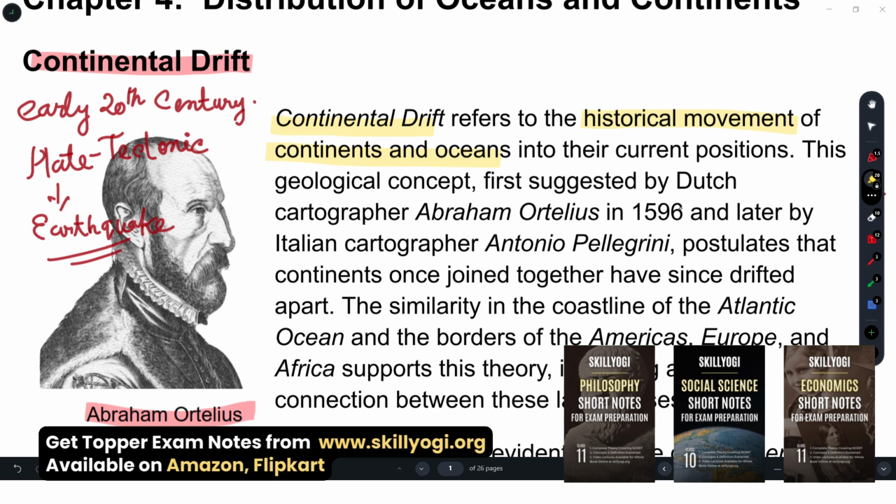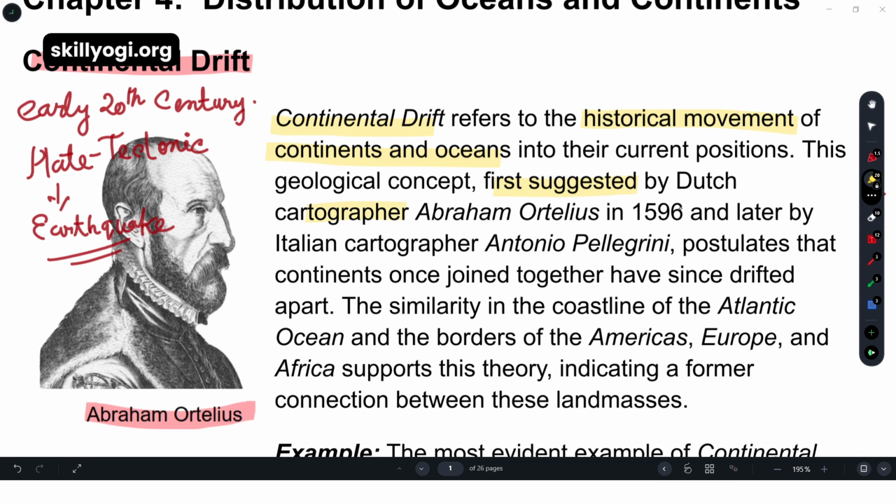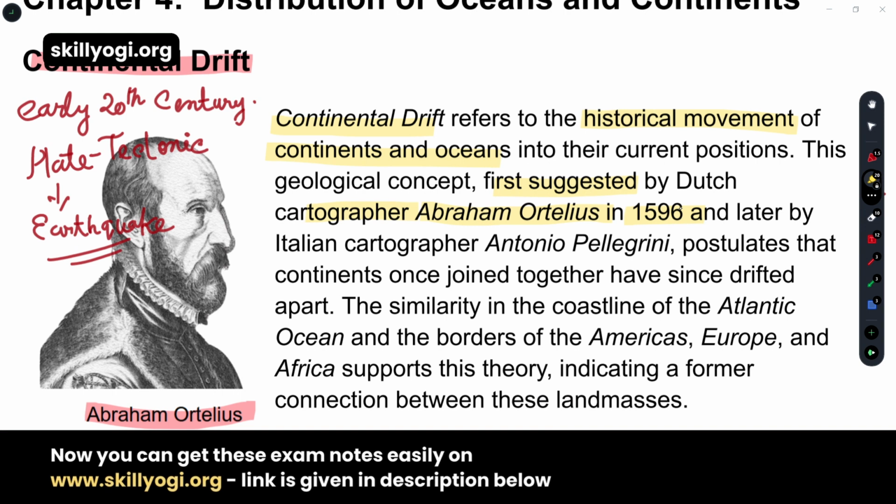The geological concept was first suggested by the Dutch cartographer. Cartographer, what does the word mean? A cartographer is someone who works in cartography, making maps. The cartographer's name is Abraham Ortelius, whose picture is also given, in the year 1596, and later the Italian cartographer Antonio Pellegrini. So they postulated that the continents were once joined together.